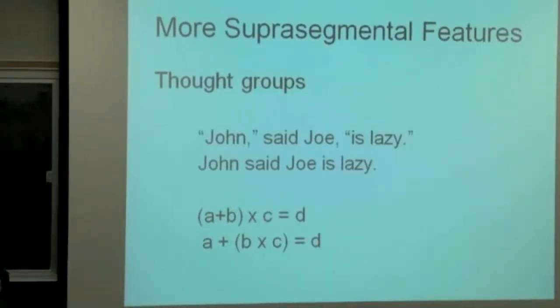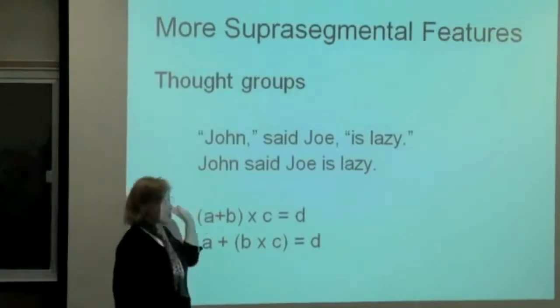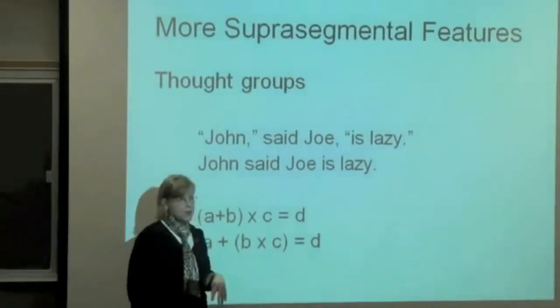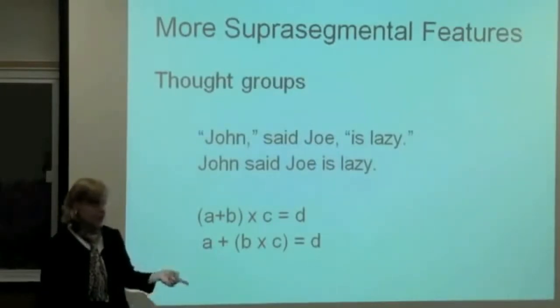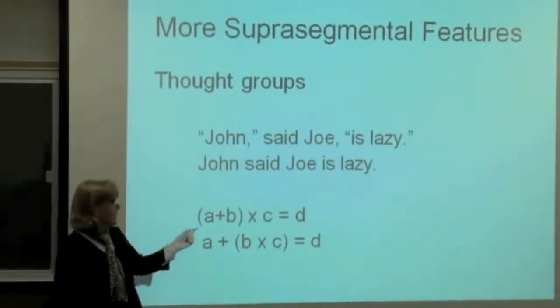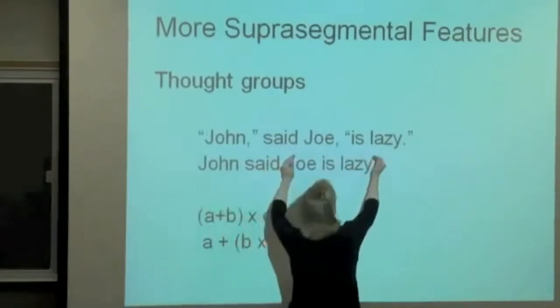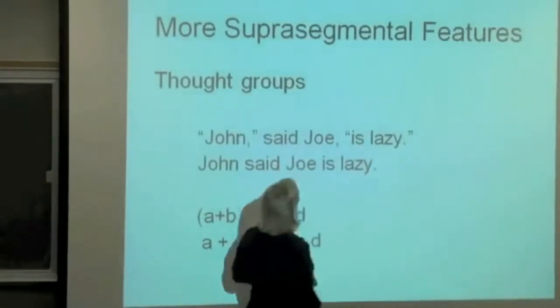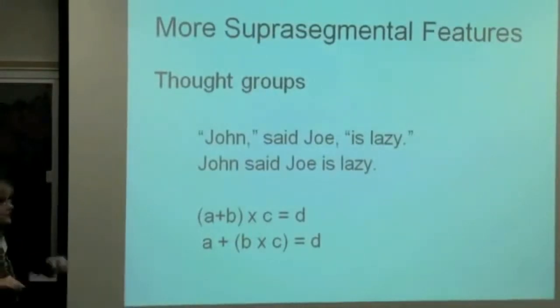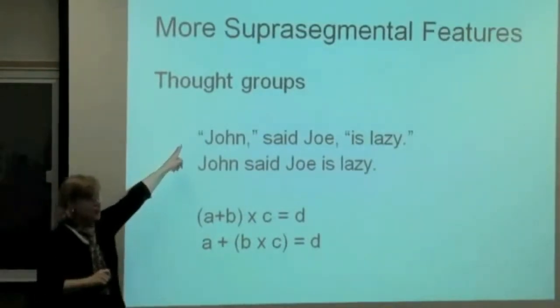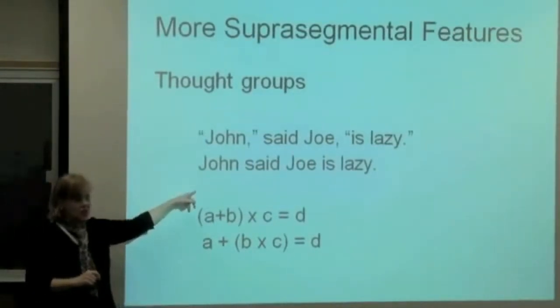The second one is, John said Joe is lazy. Yeah. Now, it's a short sentence, so you'd probably just say, John said Joe is lazy. But if you wanted to be dramatic and stretch it out a bit, you could say, John said Joe is lazy. Because this is like a little sentence that goes together. Joe is lazy. John said Joe is lazy.